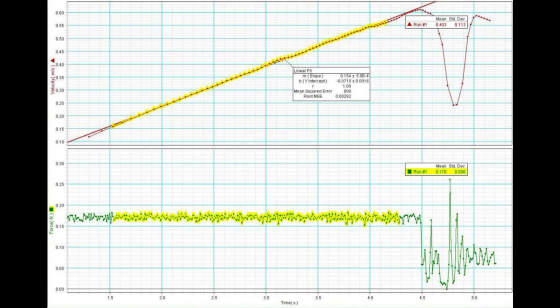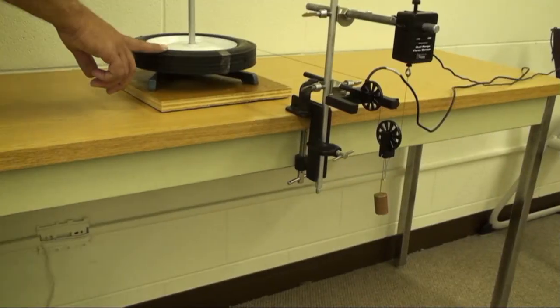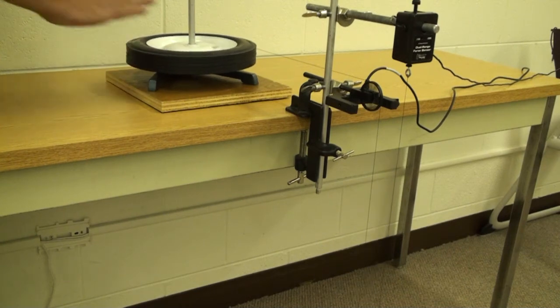Drag over a linear section and record the slope of the velocity graph to get tangential acceleration. Also record the mean value of the force for this same region. Attach more weight to the movable pulley and repeat the measurements with more torque and more angular acceleration.